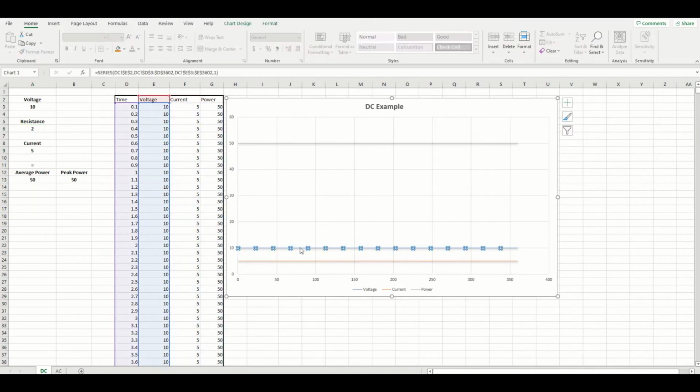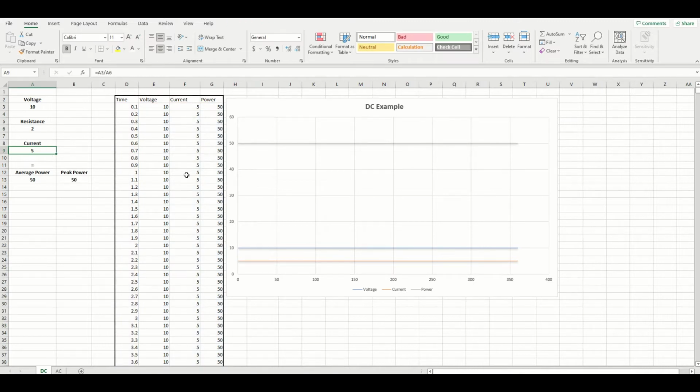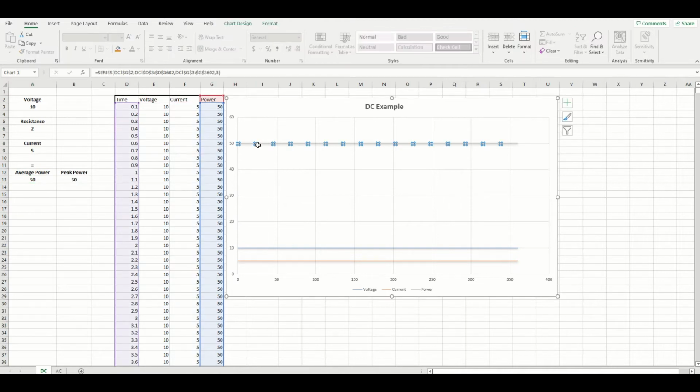I got a blue line for voltage, I got an orange line for current, and if you multiply voltage times current, you get power. We can see that a voltage of 10 volts DC will create a current of 5 amps through a 2 ohm resistance, and you'll get a power of 50 watts. I just want to note that the peak power here is 50 watts, and the average power is 50 watts, obviously, because it's a straight line.